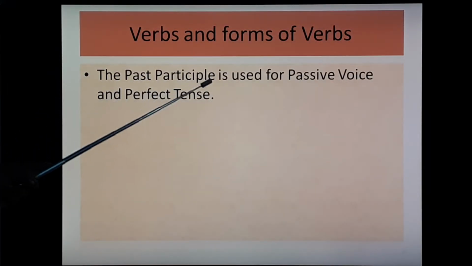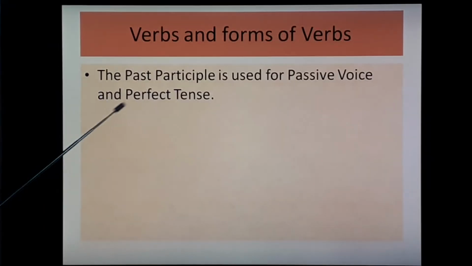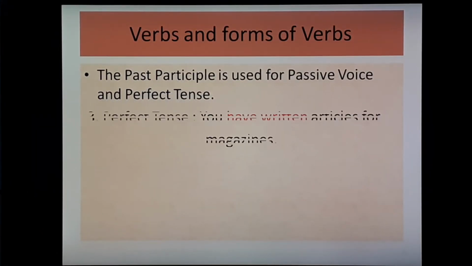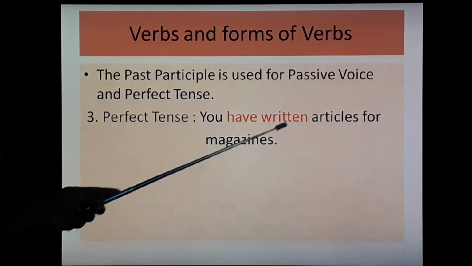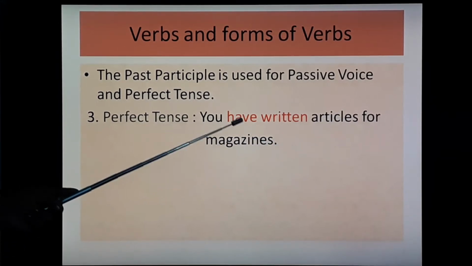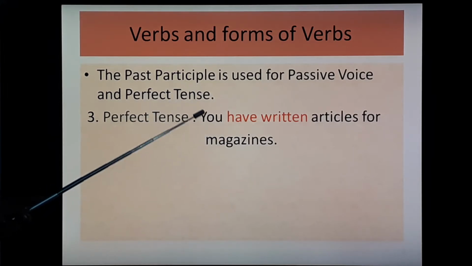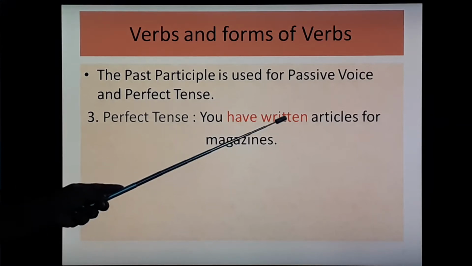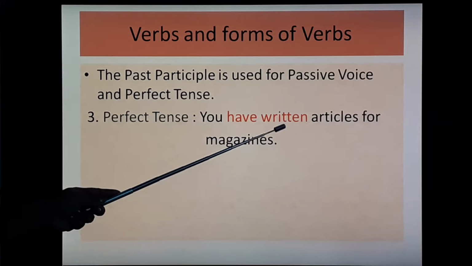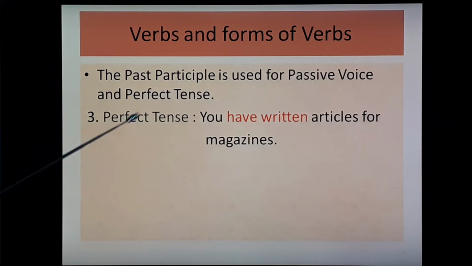The past participle is used for passive voice and perfect tense. Third, that is perfect tense: You have written articles for magazines. So this is perfect tense, present perfect tense. In present perfect tense, we have to use has or have according to the subject. Here you is given, that is why I have mentioned have. And then V3 form of the main verb. So main verb is write, so V3 form, that is written, is given. If you want to know about all these tenses, you have to go to my other videos in the series of tenses.